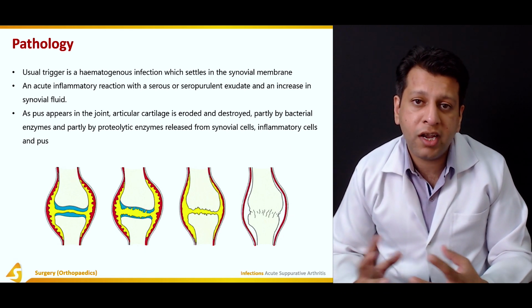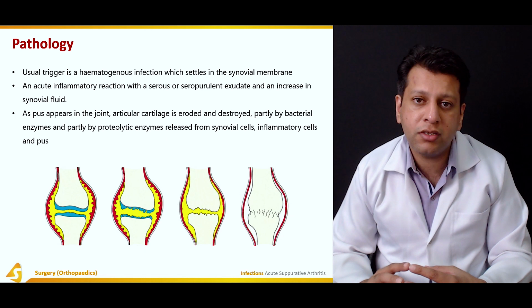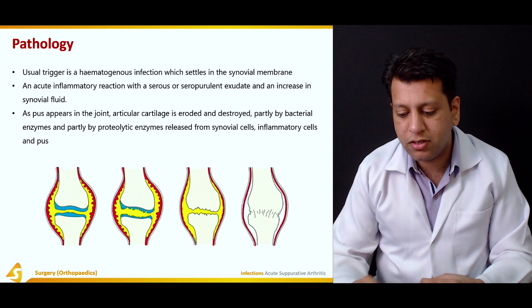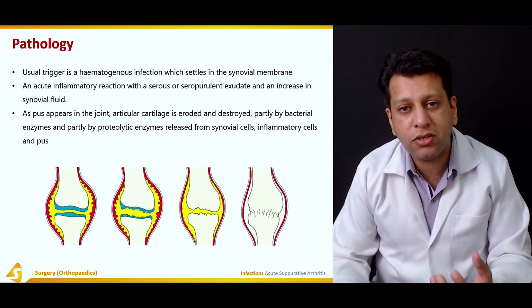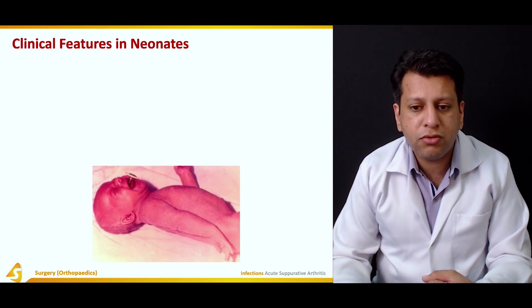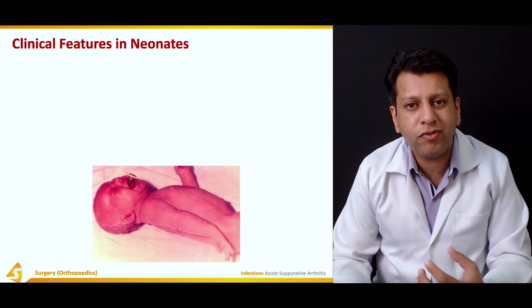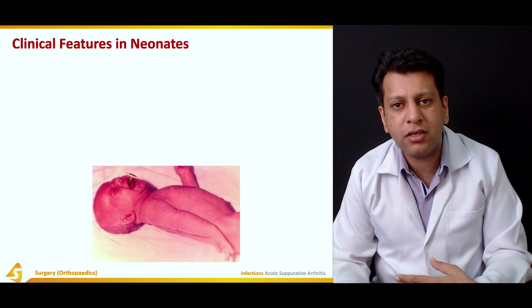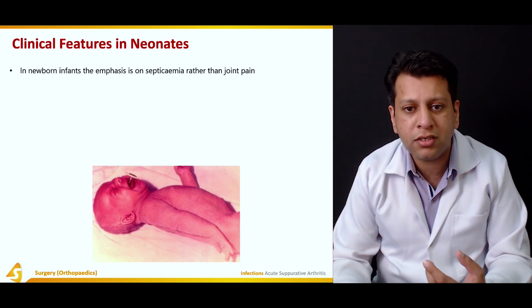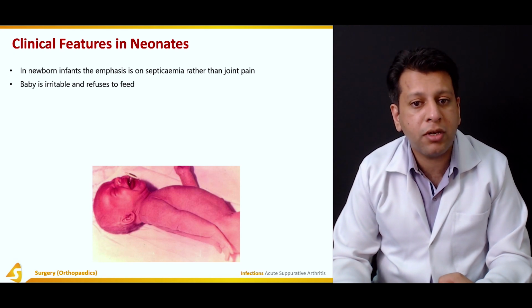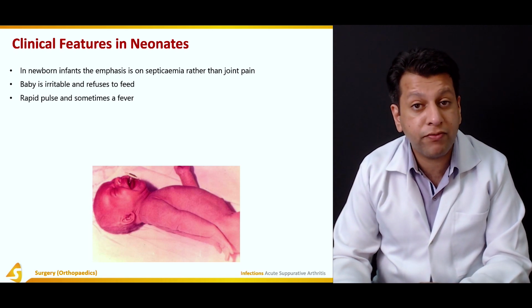So it's a highly debilitating disease if it progresses over many weeks, or if it's not checked properly. In neonates, they usually do not present with many features. It's very difficult to diagnose whether it's haematogenous osteomyelitis, or toxemia, or arthritis. But the usual picture in newborn infants is emphasis on septicemia rather than joint pain. The baby is irritable and refuses to feed, with a rapid pulse and sometimes a fever.